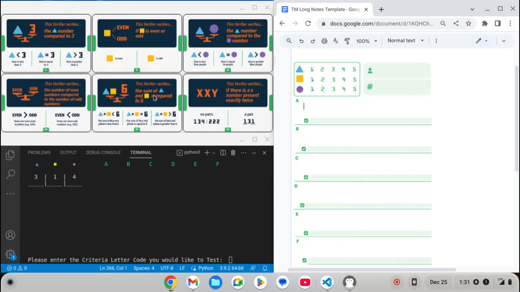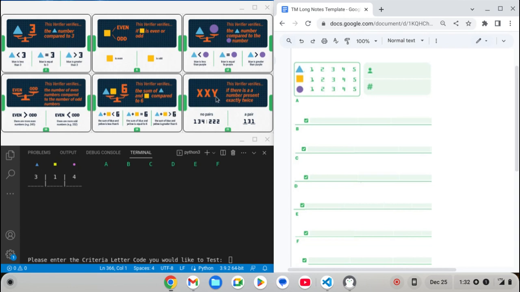Criteria card E will take a look at our first 2 digits, triangle and square, add them together, and the Turing Machine will compare the sum to the number 6. So should the sum be less than 6? Should it be equal to 6? Or should the sum be greater than 6?